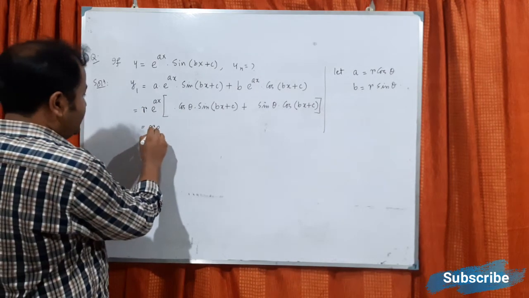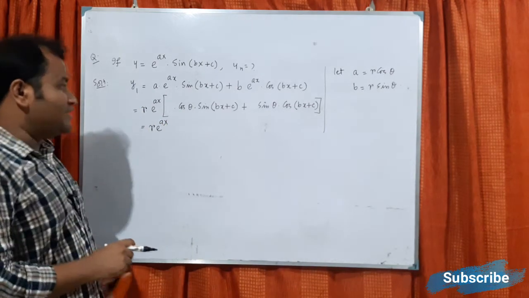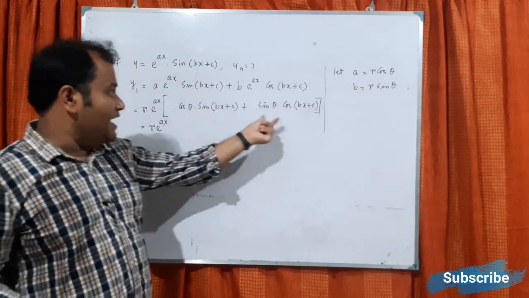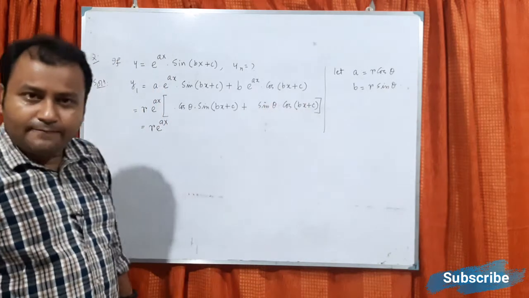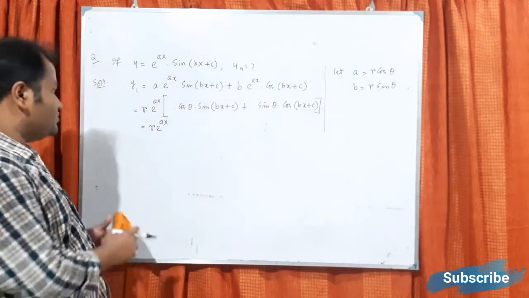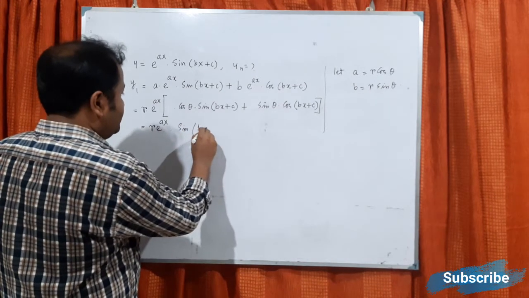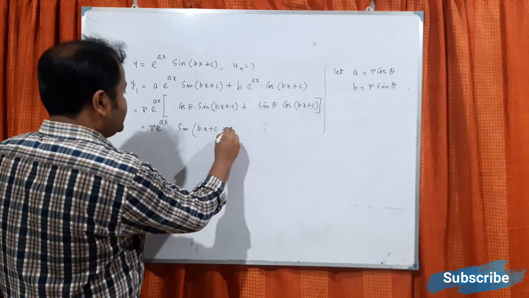So now r e power ax. Now what is this one? Sine a cos b plus cos a sine b. So that is sine of a plus b. So this is actually sine of a plus b, that is bx plus c plus theta.